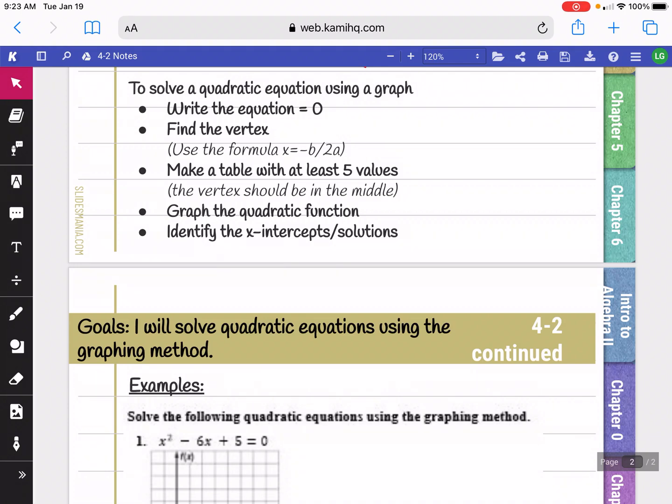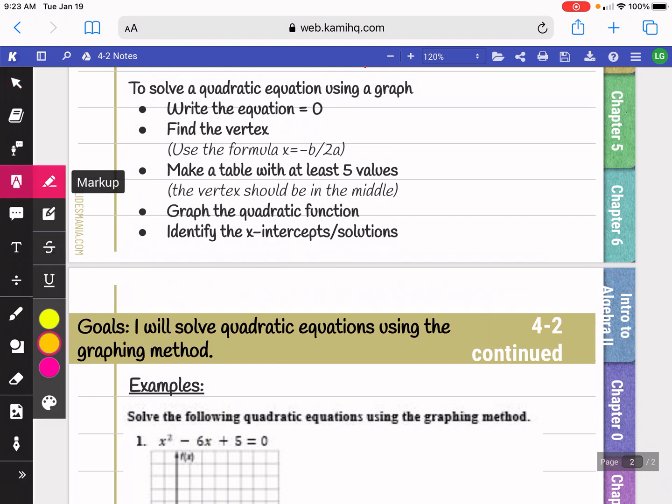In this video, we're continuing with 4.2, but this time we're going to learn how to solve when the graph's not given. So you're going to have to graph by hand. So your first step when that happens is to set your equation equal to 0, because then when you're looking at your graph, your zeros or x-intercepts will be your solutions.